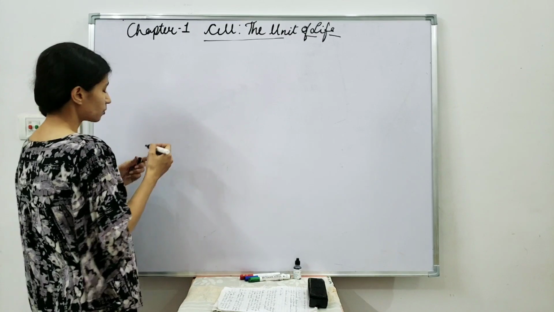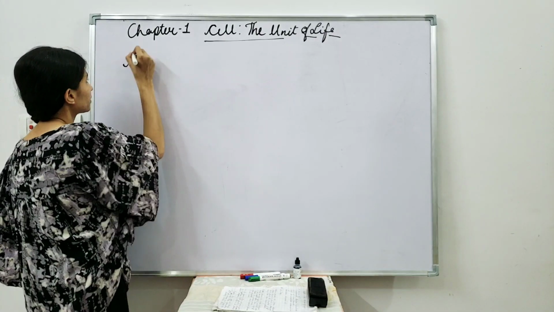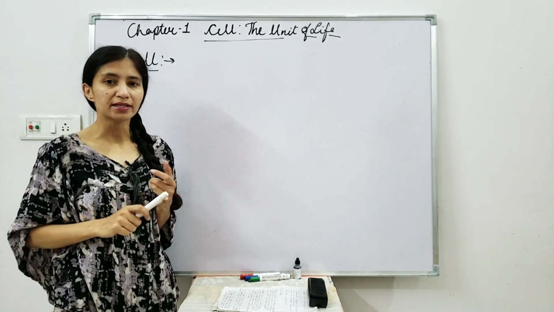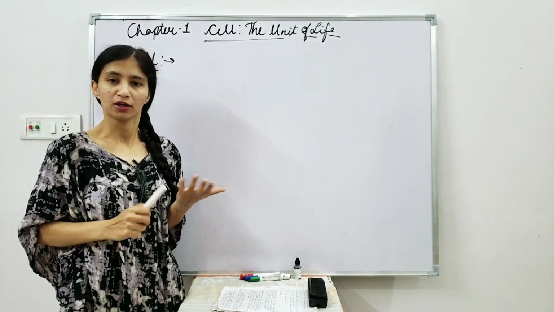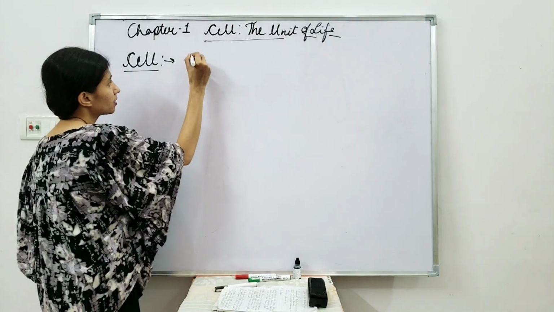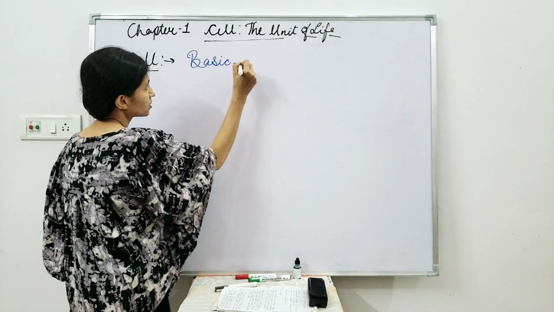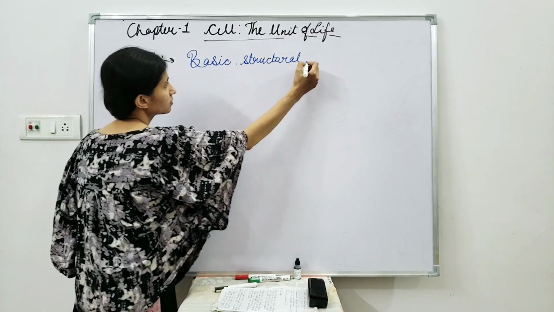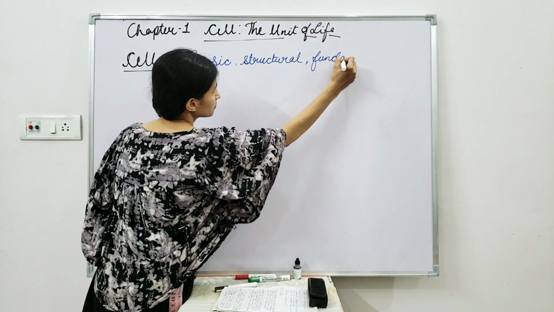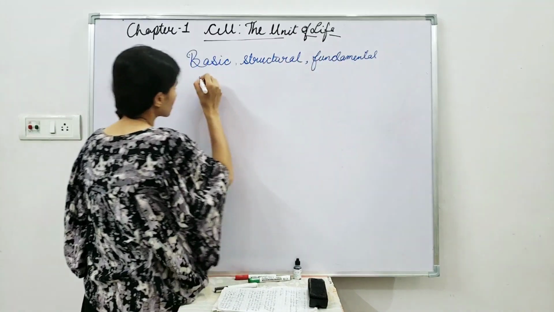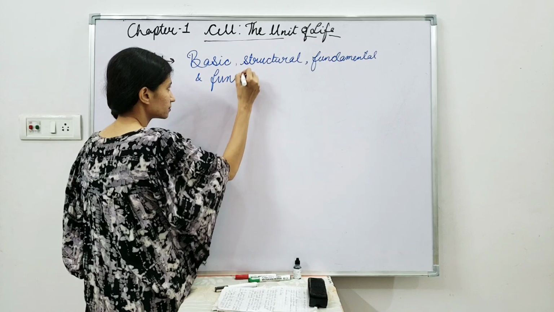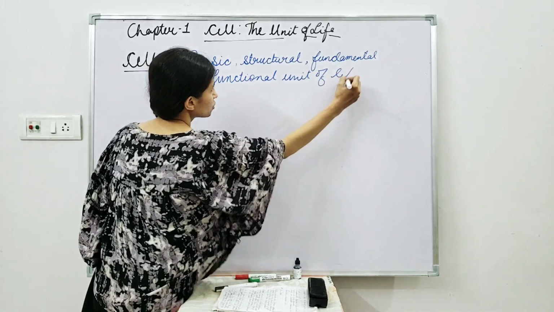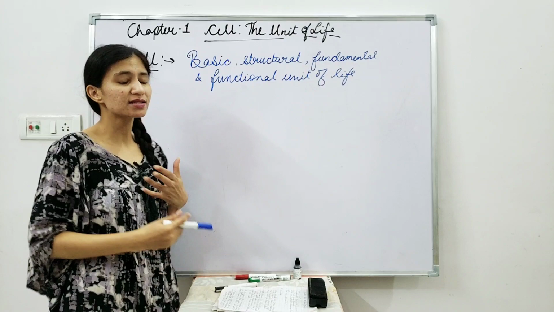Okay, now the first thing that we need to understand is what is a cell. You all must have studied, from class 8th, what a cell is. So, what is a cell? A cell is the basic structural, functional and fundamental unit of life. Okay, so if we need to define the cell, then it is the basic structural, fundamental and functional unit of life.